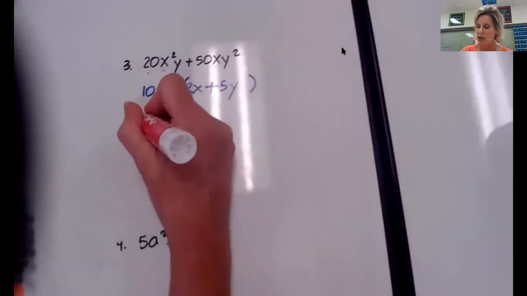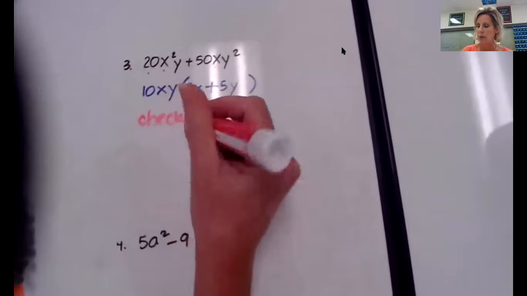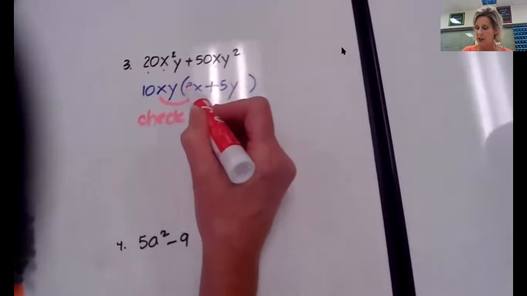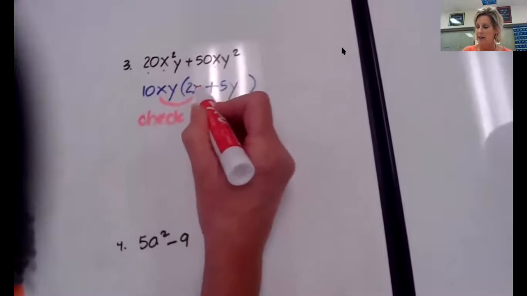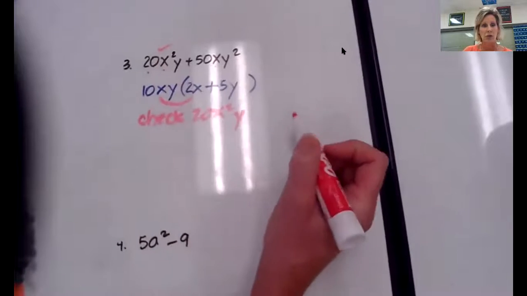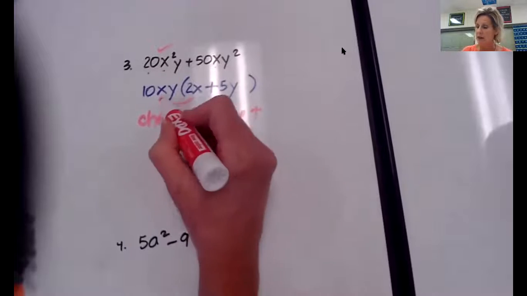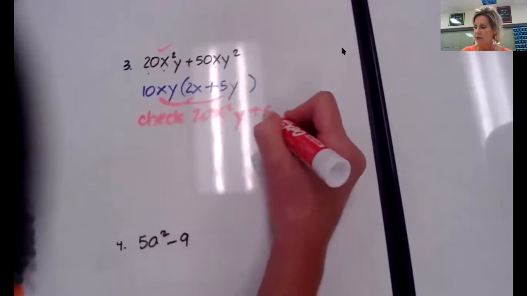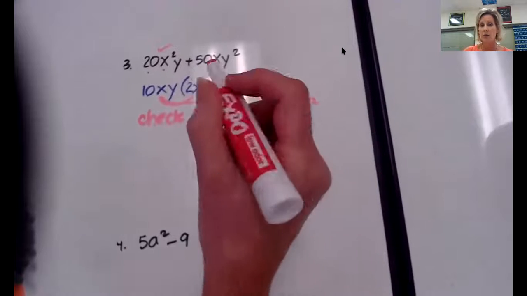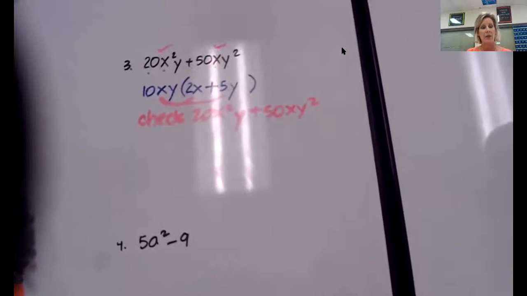And remember, when I check it, I simply remultiply. So usually the check I do in my head, and I say, yes, that's 20, x is x squared, and then y. That is my original first term. And then this is 50, 10 times 5, x, y squared when I multiply that out. So that is what I got there.